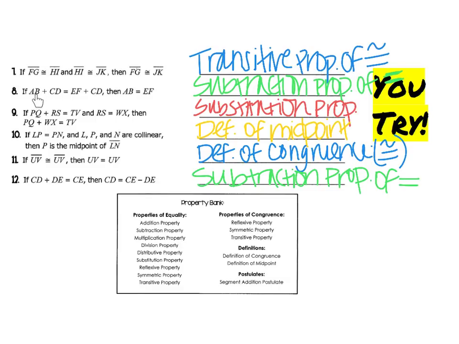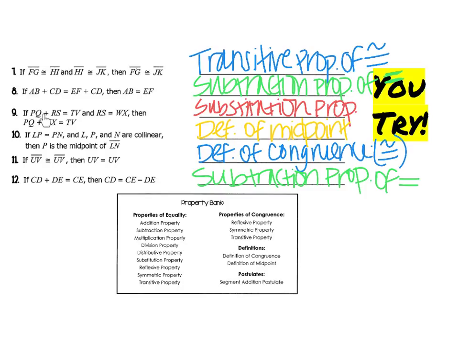Number 8. If AB plus CD equals EF plus CD, then AB equals EF. So how did we go from this to this? What we did is we subtracted CD from both sides of the equation, and that's how we got AB equals EF. Therefore, this would be subtraction property, and because we're dealing with the measures of the segments and there's equal signs in there, it would be subtraction property of equality.